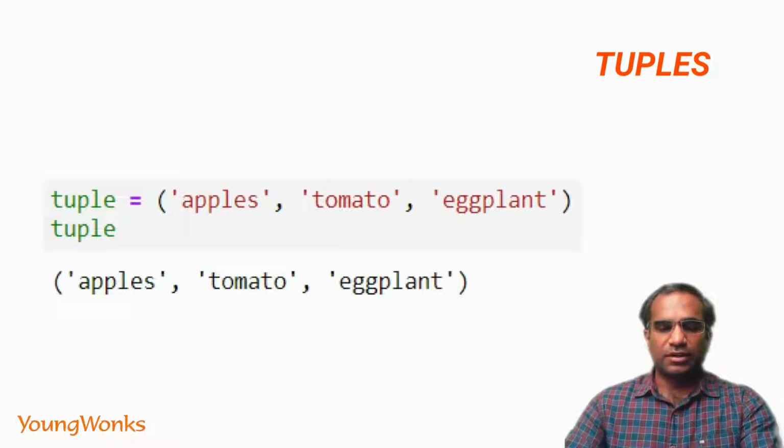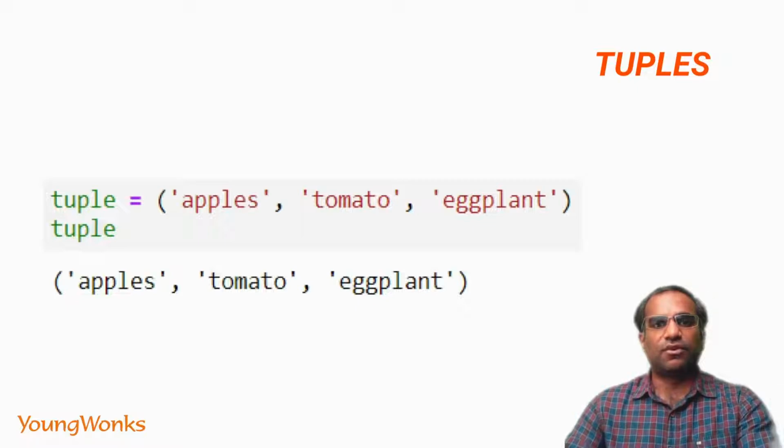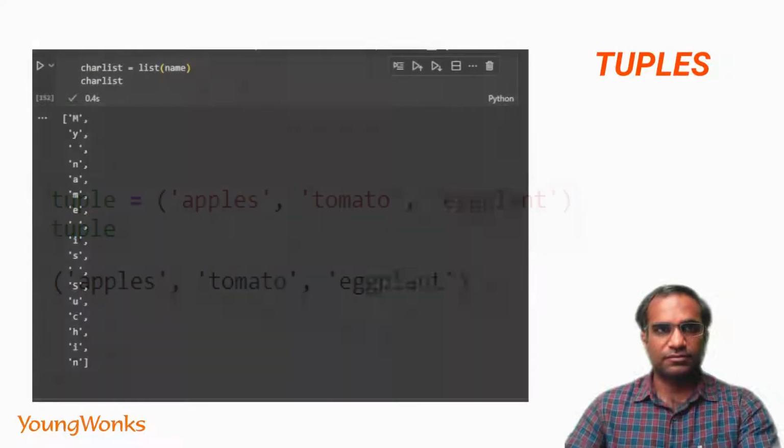Tuples are similar to lists. The only difference is you can't modify a tuple once it's made. The only two available methods for a tuple are going to be the count and the index. And the difference is that we use the regular parentheses around the elements for a tuple. Let's take a look.